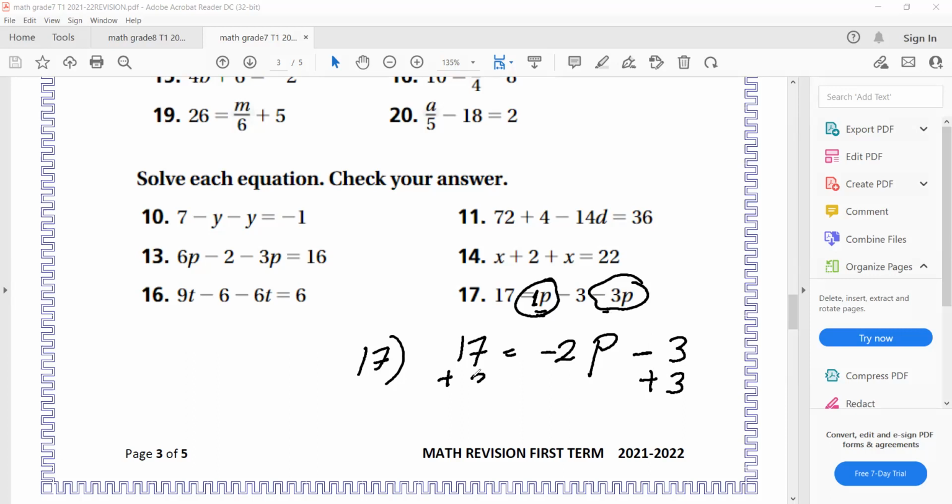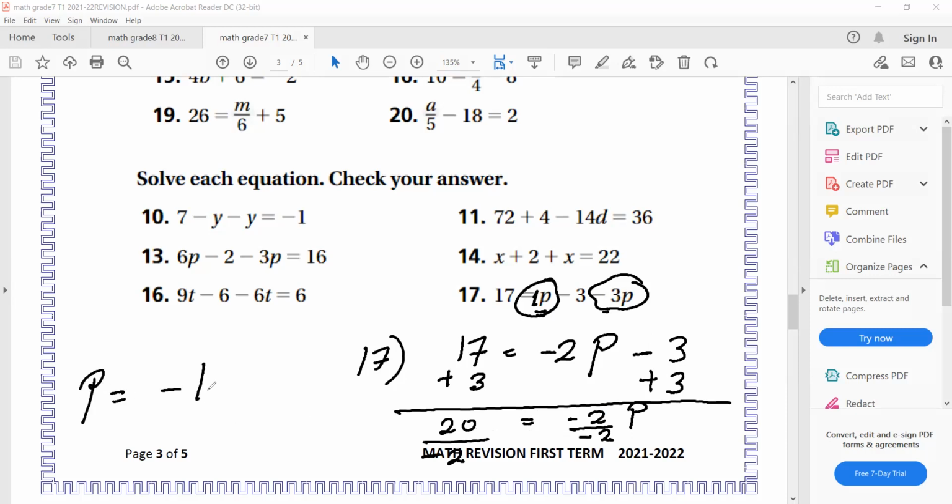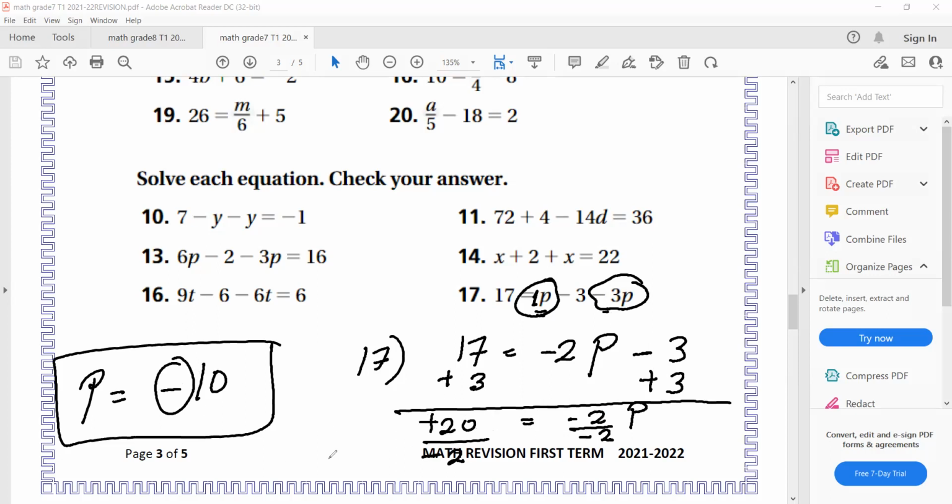Okay, then add 3. Then 20 equals minus 2p. Divide by minus 2, divide by minus 2, my dear. So here it will be 10, but negative 10, because positive over negative, the answer will be negative. Okay, easy this part. If I have one variable in one side, we must add like terms, my dear.